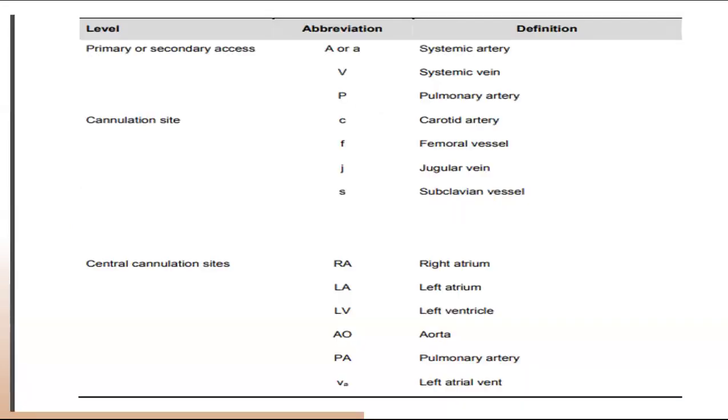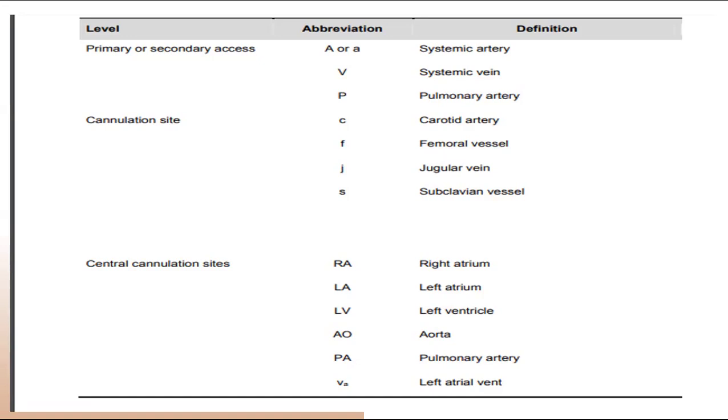Let's see what the various kinds of vessels are that you have for cannulation. For a primary access or a secondary access, if you're using a systemic artery, it's capital A; if you're using it as a secondary access, small a. If you're using a systemic vein, capital V. If you're using a pulmonary artery, capital P. This is the access part. It's like VV or VA or VPA or VV-V, something like that.